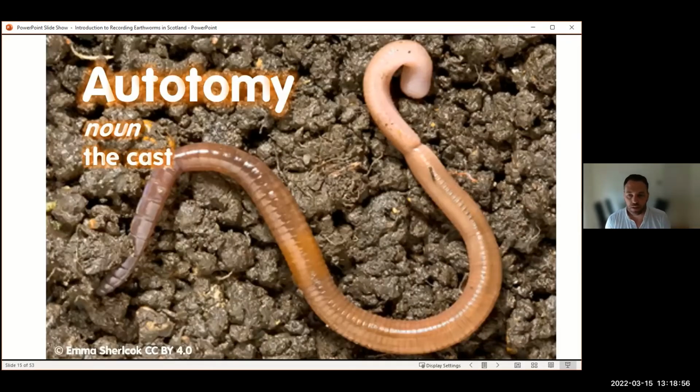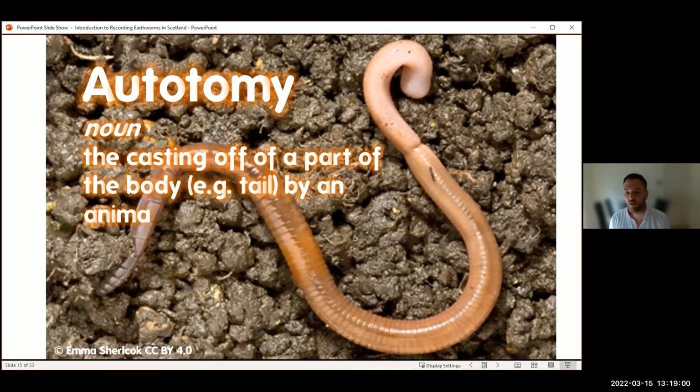And earthworms will sometimes even choose to lose their tail as a defense response to predation when they're stressed. So we call this process autotomy. It's the casting off of a part of the body, e.g. a tail, by an animal under threat. It's something that happens in lizards, for example, slow worms, but earthworms can also show this ability as well.